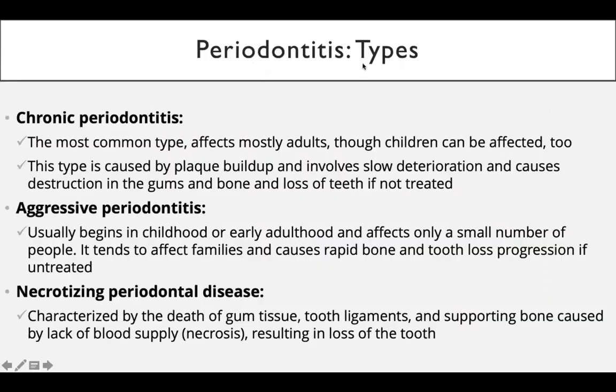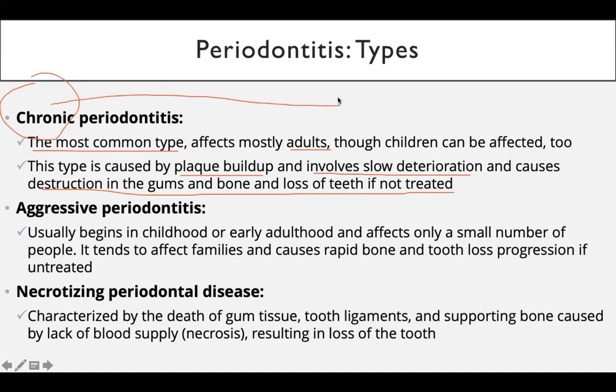So now we go towards periodontitis types. We have 3 types: chronic, aggressive, and necrotizing periodontal disease. Let's see chronic periodontitis, the most common type. It affects mostly adults, though children can be infected too. This type is caused by plaque buildup and involves slow deterioration, causing destruction in the gums and the bone and loss of teeth if not treated. Nothing new, just the word chronic is added and it goes slowly and prolonged. That's it.